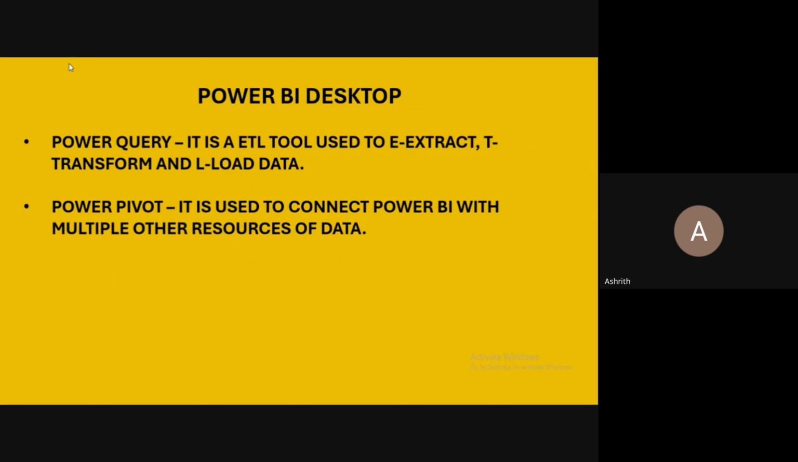Part 2, Power Pivot, is to connect Power BI with multiple other resources of data. Like I told you, there are multiple resources of data. Data can be stored in an Excel file, SQL file, CSV file. SQL also might be an Oracle SQL file, a Microsoft SQL file, or a MySQL file. There are different versions of SQL used by the market. Different industries and different companies use different Excel files and different SQL versions.